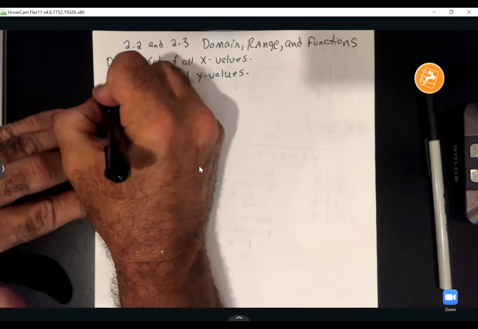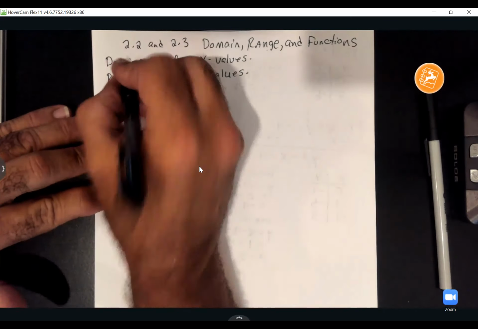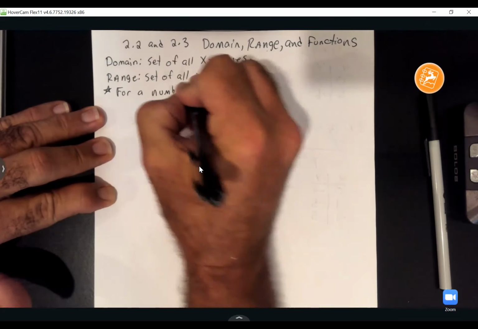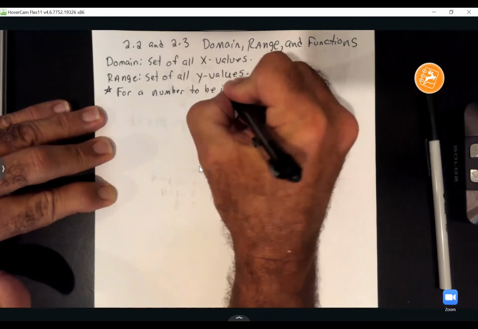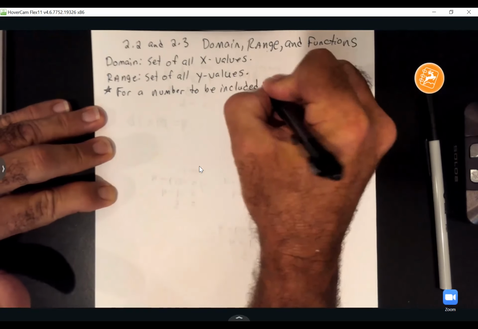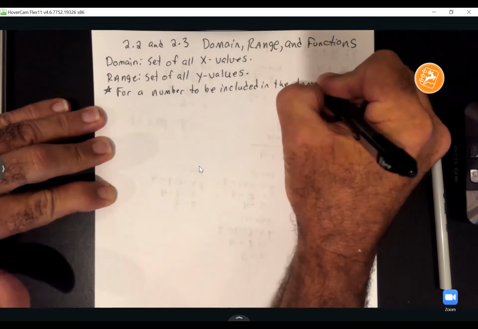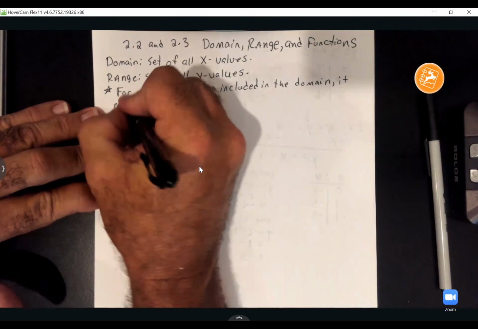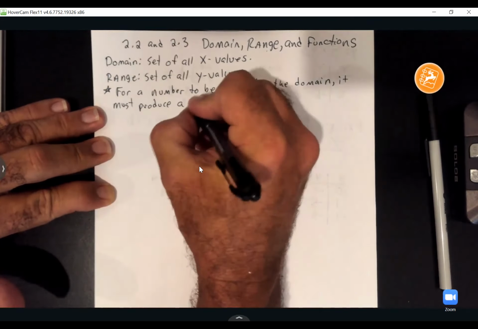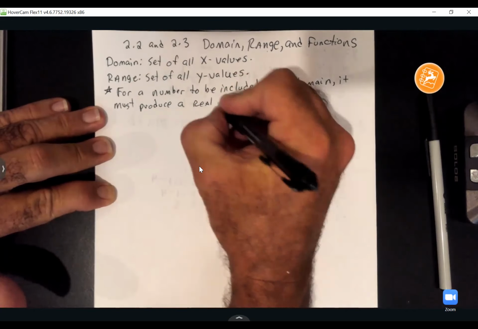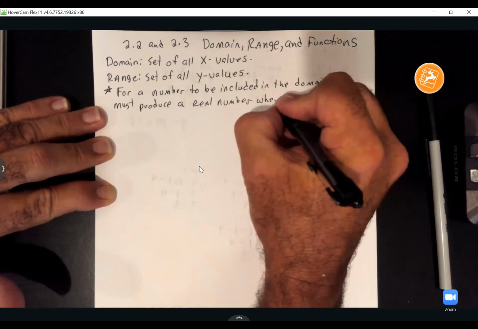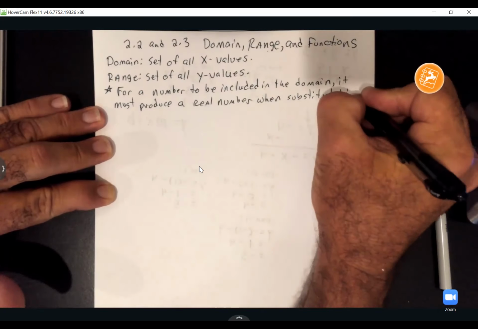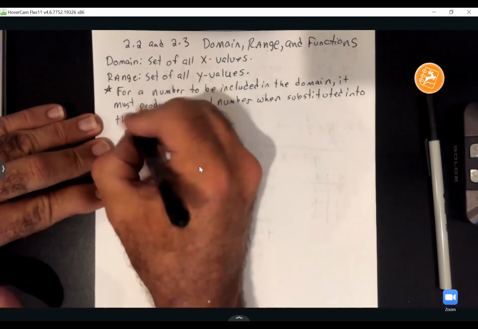But here's the thing about this domain. For a number to be included in the domain, it must produce a real number when substituted into the equation.